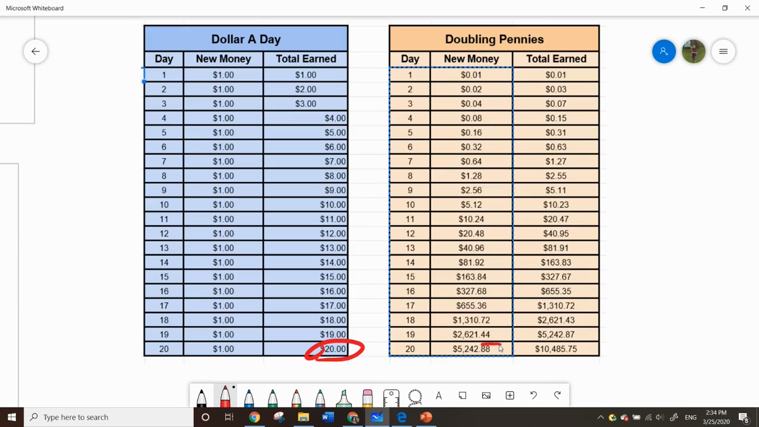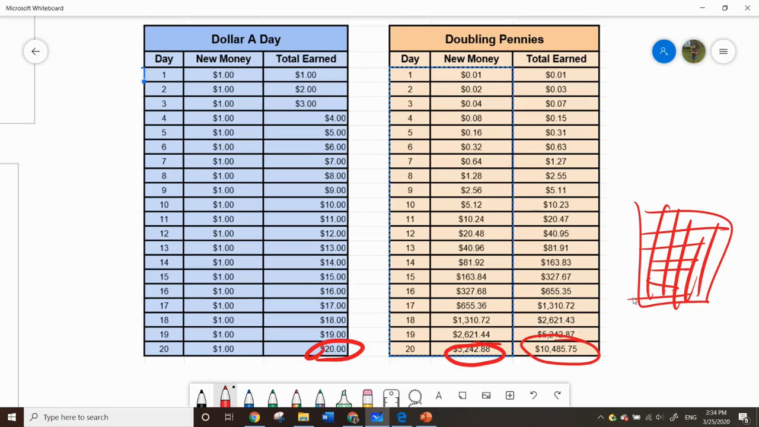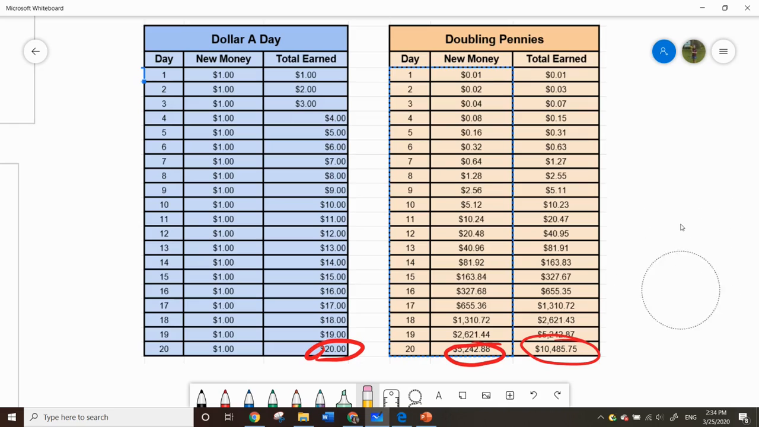So fast that by the time you get to day 20, you're at $5,242 on that square of the checkerboard. And then if you add up all of the squares before it, you're now at $10,000, which is crazy. And remember, in our situation, our checkerboard was 64 squares. So we're not even halfway there, and we're already at $10,000 versus this one, which was at 20. So the doubling penny thing actually turns out to be a much better deal. So if you went with that one, awesome.